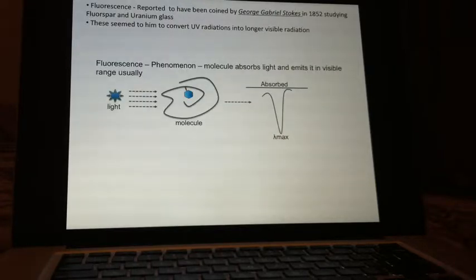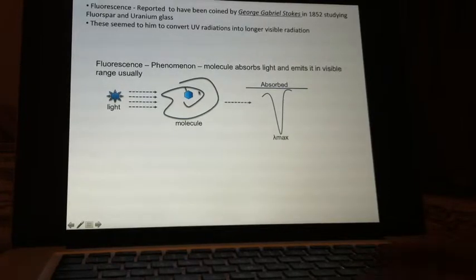So fluorescence has been reported from 1852 by George Gabriel Stokes while he was working on fluorspar and uranium. And these seemed to him to convert UV radiation into longer visible radiation. The principle of fluorescence can be described as the phenomenon where a molecule absorbs light and emits it in the visible range. Pictorially, we can explain that in this fashion.